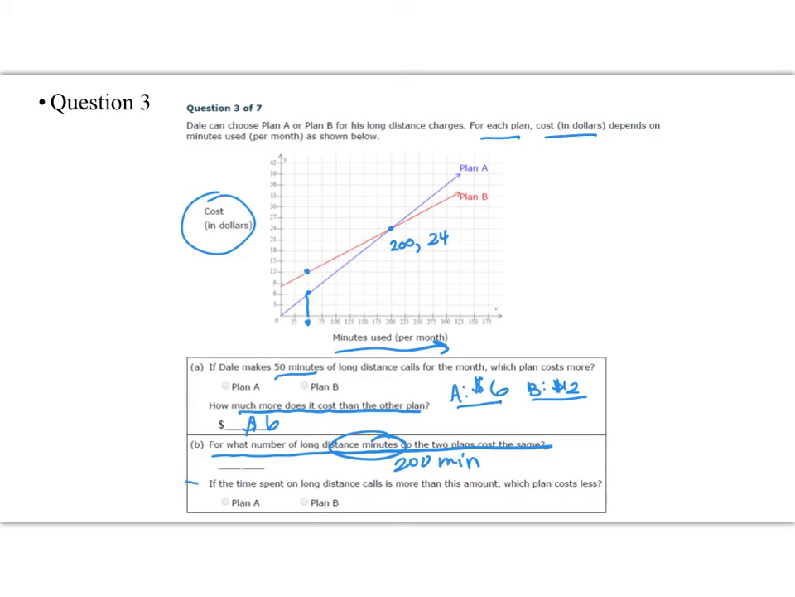If the time spent on long distance calls is more than this amount, so if it exceeds 200 minutes, which plan costs less? That would be plan B. Okay, so it's just reading the graph and understanding what's happening in that function.